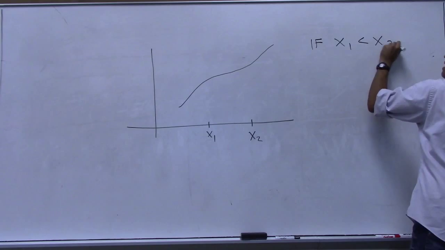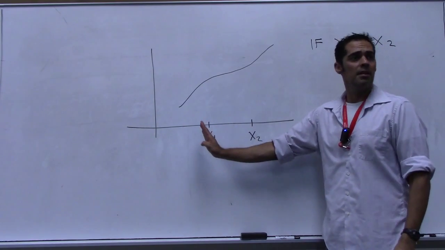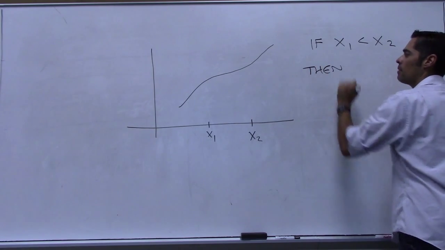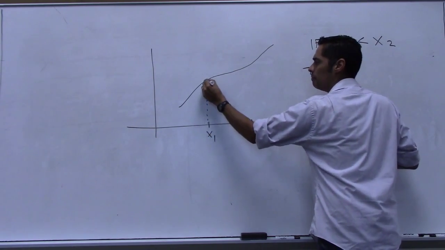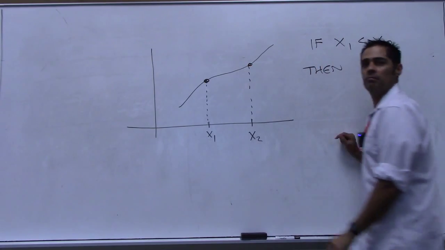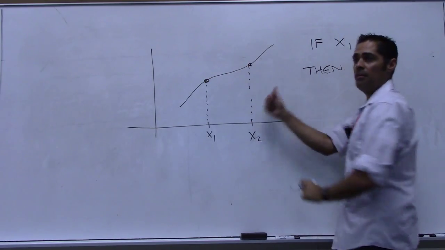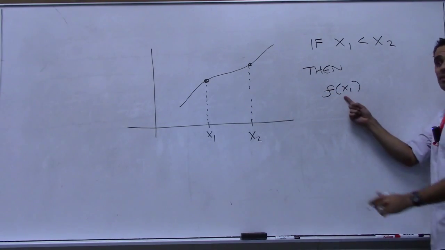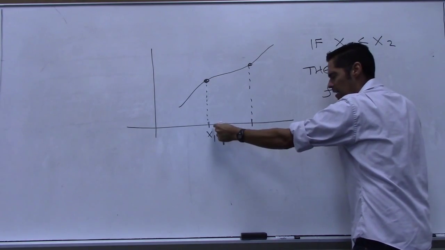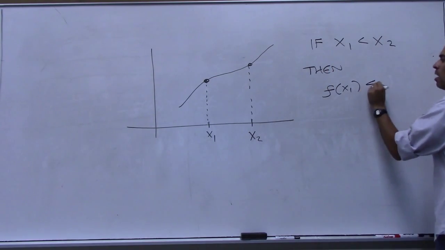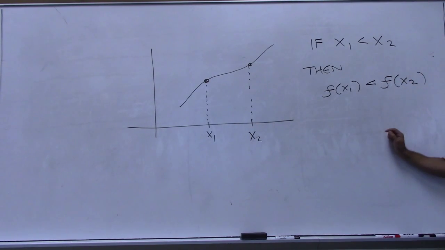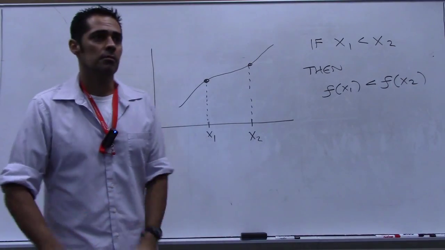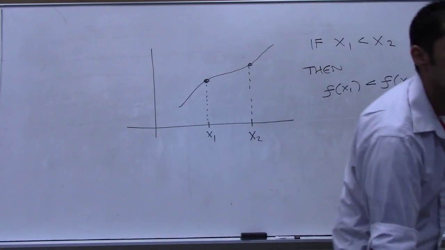So if x1 is less than x2, that just means that you have 2 points, one of them is to the left of the other one. Yes? Then in order for this to be going up, doesn't this height have to be smaller than this height? That height has to be smaller than this if it's going to go up. Then f of x1, that's the function's value, that's the height of this function, must be smaller than f of x2. Yeah? That's what the definition says, when it's this first part.